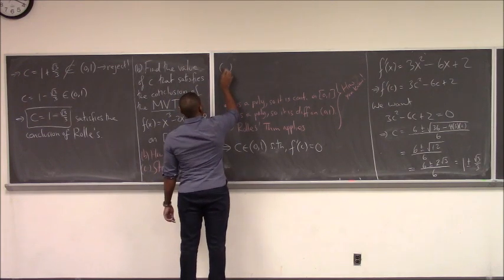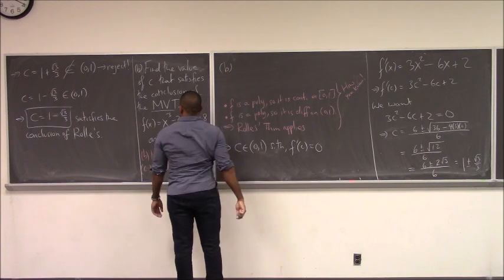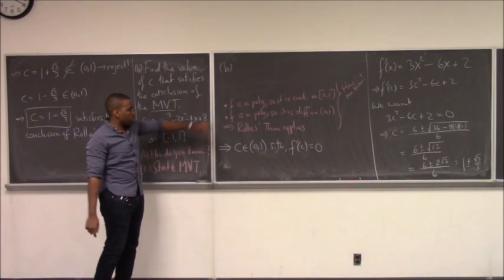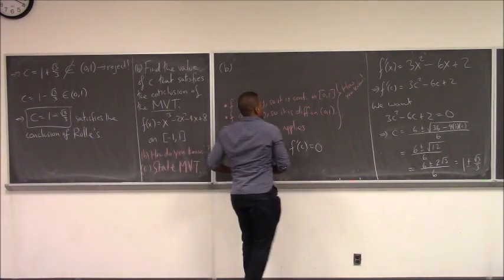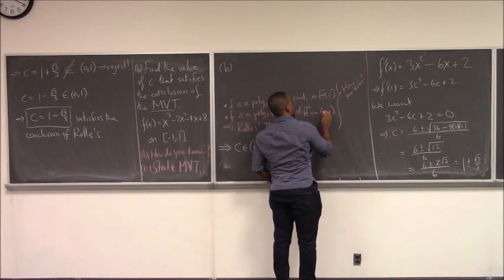For B, the mean value theorem only requires 2 conditions, and the polynomial will fit both of them. Just here now we're looking at minus 1.